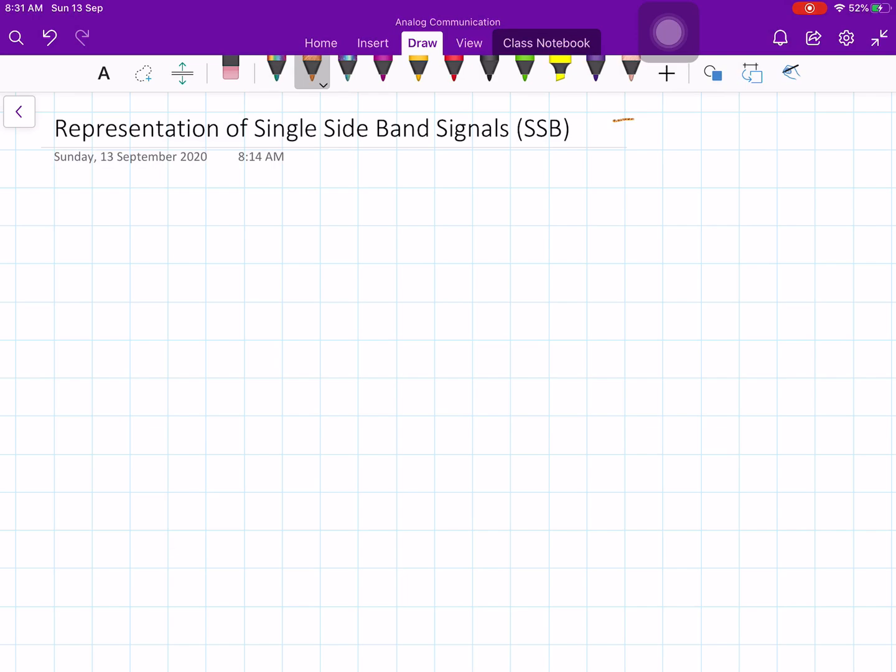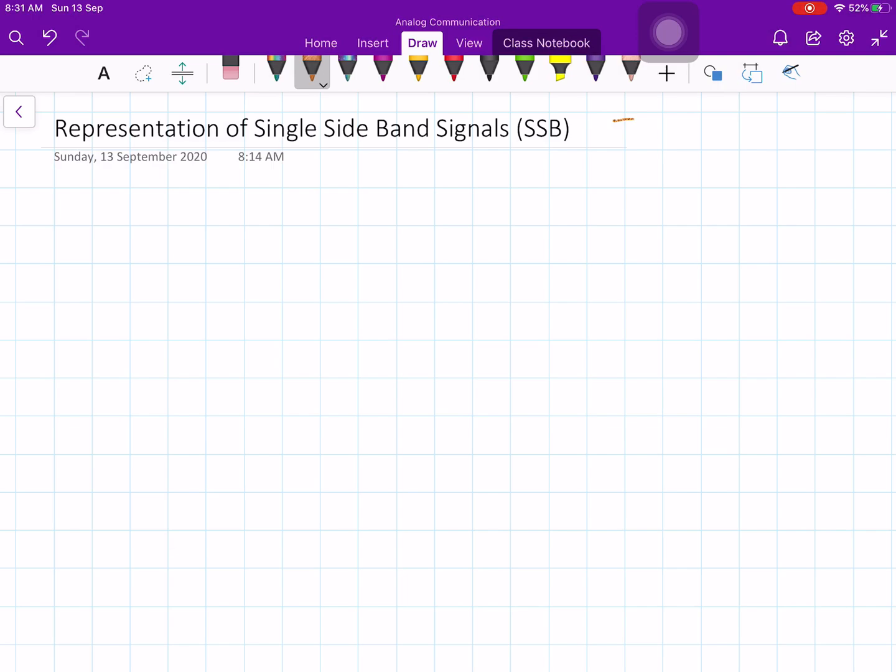In this lecture, we will focus on representation of single sideband signals. If you recall, in the last lecture we discussed suppressed sideband modulation. In that there are two types: one is single sideband modulation and the other one is vestigial sideband modulation. Now, you can suppress any one of the sidebands.